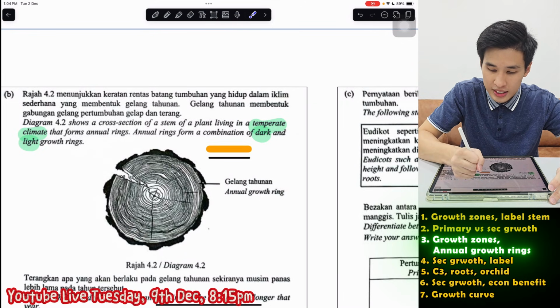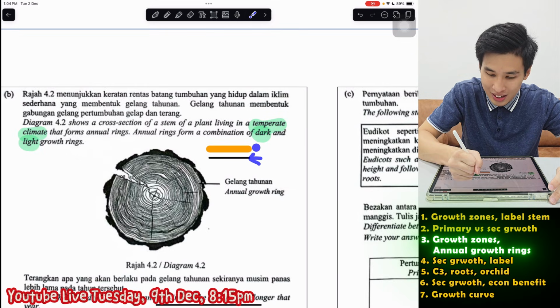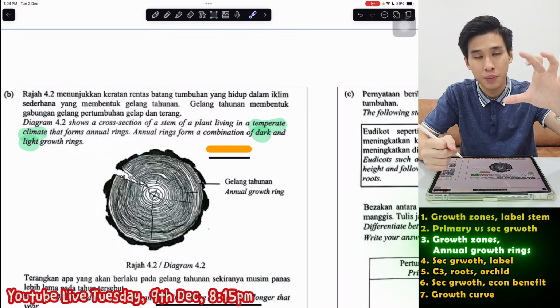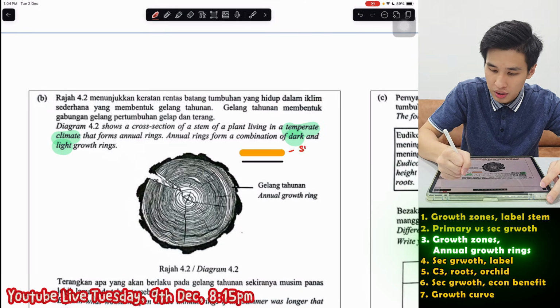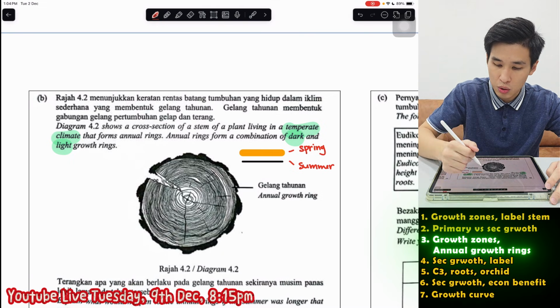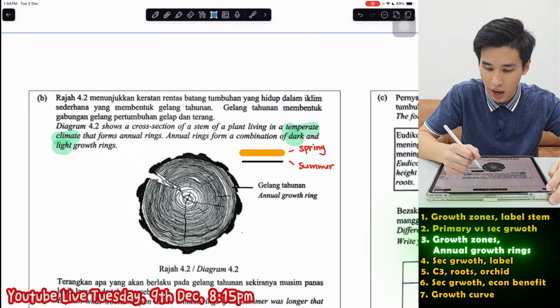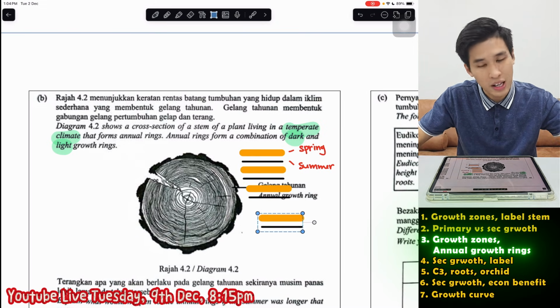The darker one is thinner, and the lighter color one will be bigger. So this one will form mainly during spring, and this one will form mainly during summer. And during winter, there will be no growth. So these two will then repeat again next year. So every two rings alternately represent one year, one year, one year, like that.